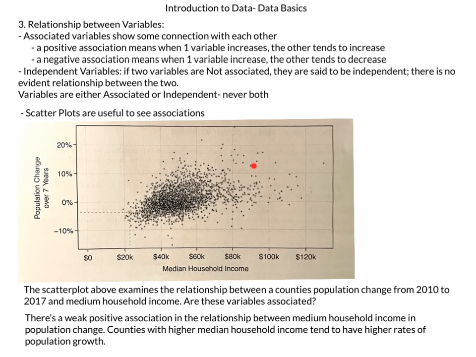Here is another scatter plot from your book. It examines the relationship between counties' population change from 2010 to 2017, and we know that because this axis, the y-axis, is about population change over those 7 years, and the median household income, and that is represented here on this axis. Are the variables associated? So in other words, is there a general trend?